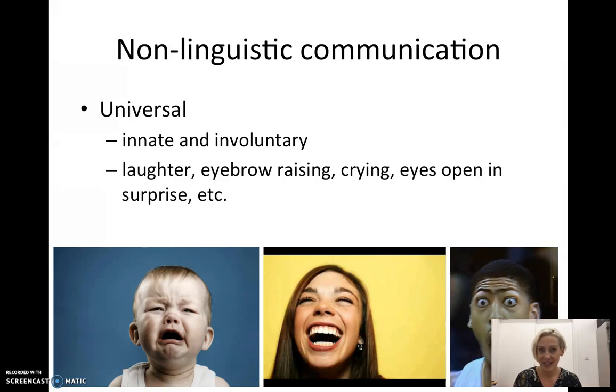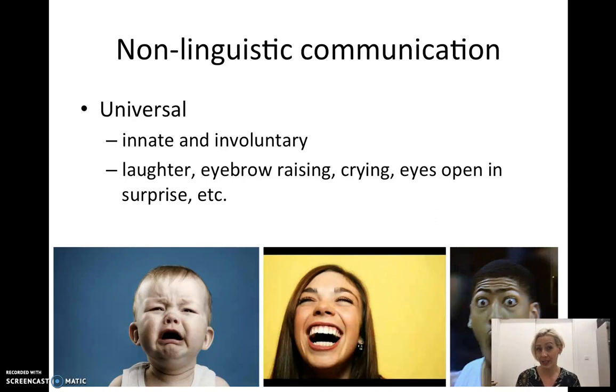Laughter, when something is funny or when somebody tickles you. Raising eyebrows, being shocked, or crying, when babies cry, when they communicate discomfort. It's not because they think, how can I tell my mom that I am sad? I'll cry. No, it comes naturally. It is universal. And everybody in the world understands it and does it in the same way.